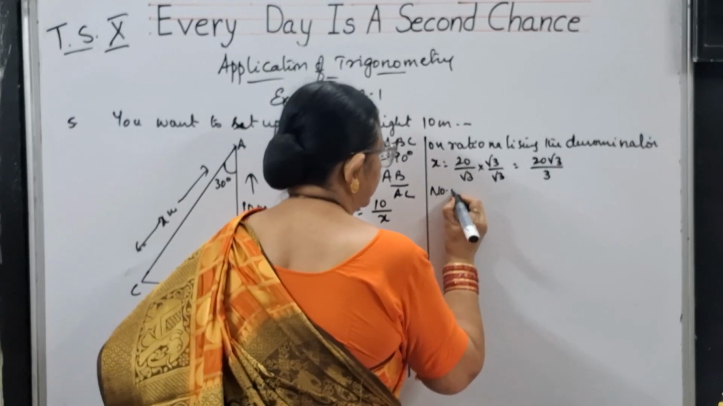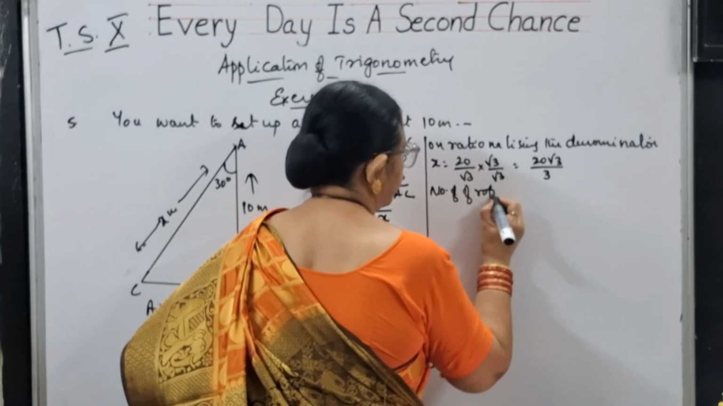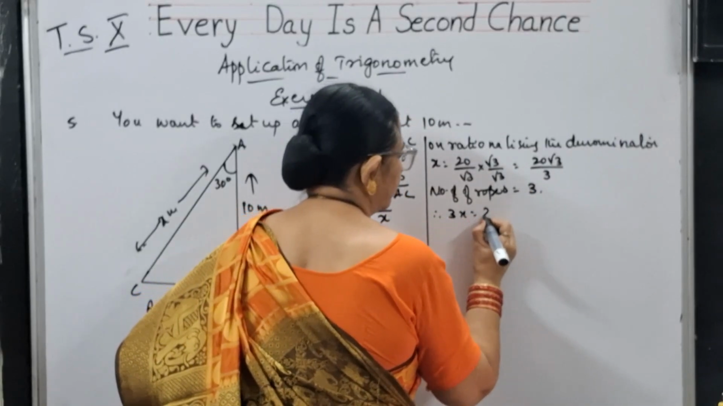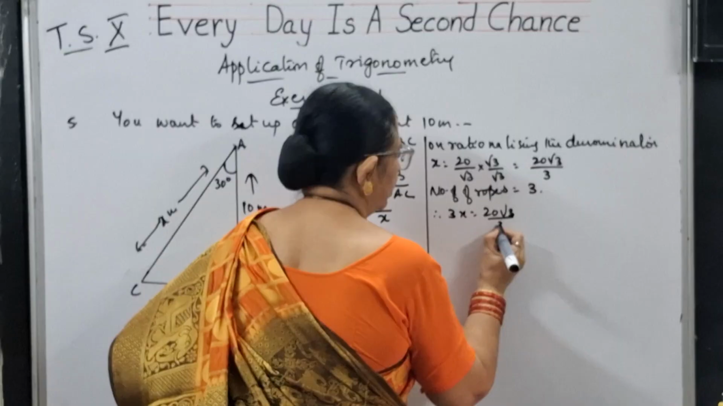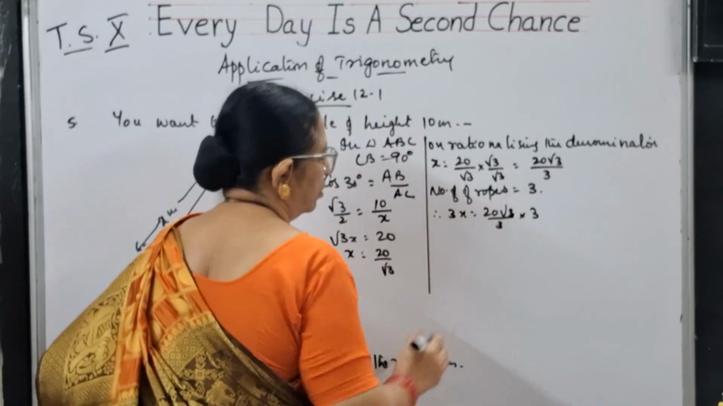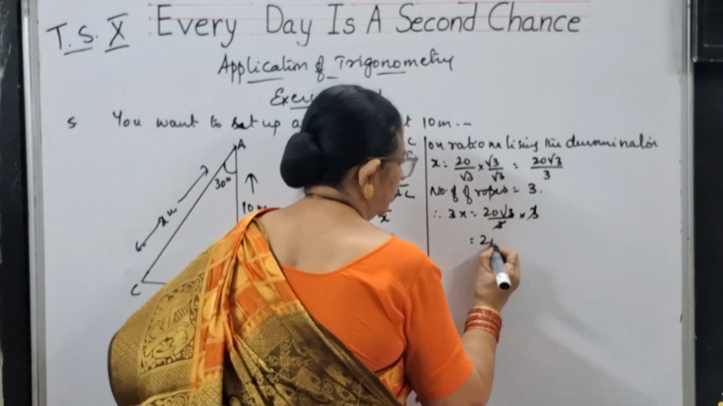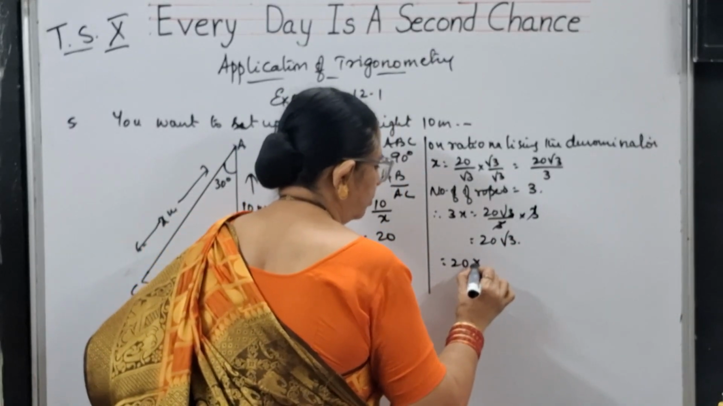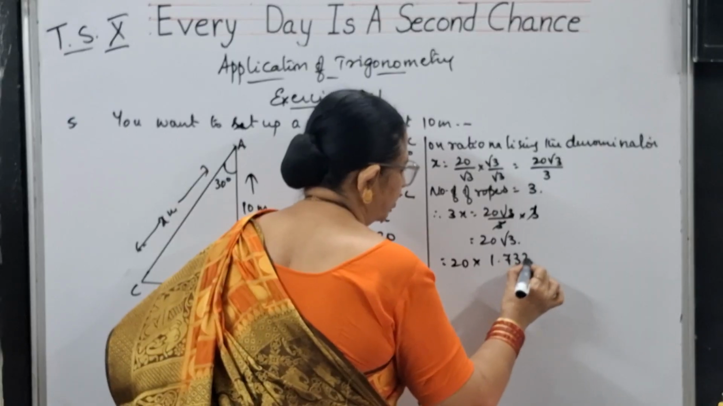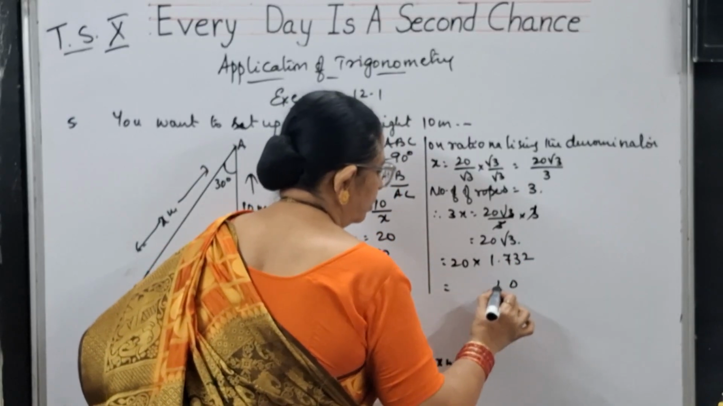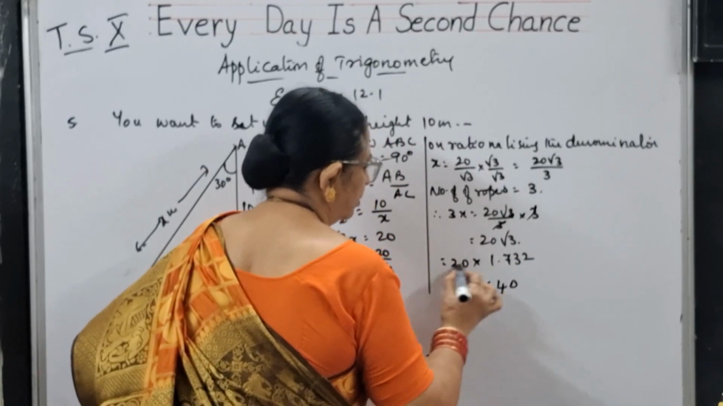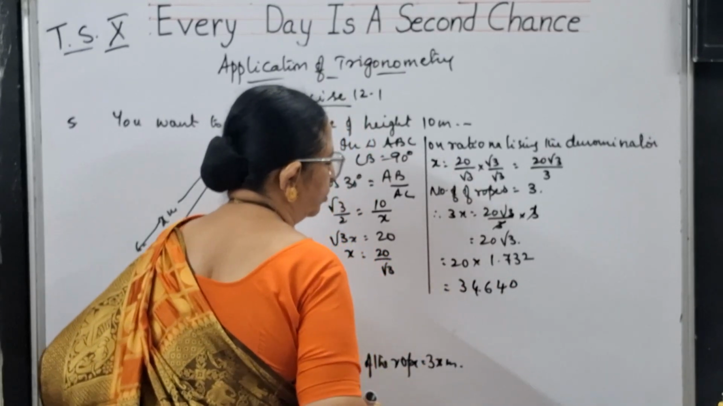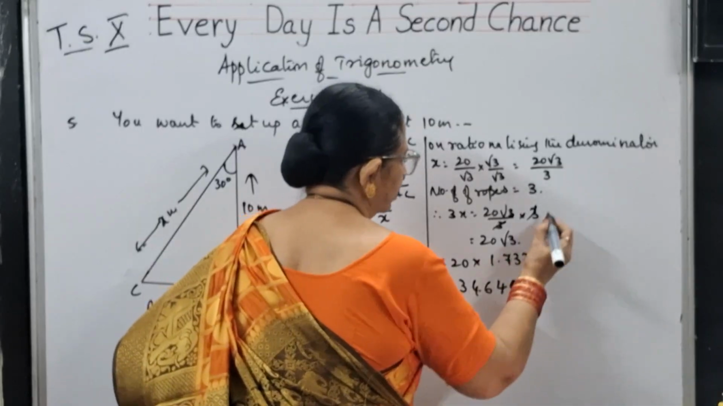Number of ropes are 3, no? Therefore, what is 3x? 20 root 3 by 3 into 3. 3 and 3 will get cancelled. You will be getting 20 root 3. So this is nothing but 20 into root 3 value is 1.732. So 0, 2 2s are 4, 2 3s are 6, 2 7s are 14, 2 1s are 2, 1 3. 34.6400. The zeros you can cancel.